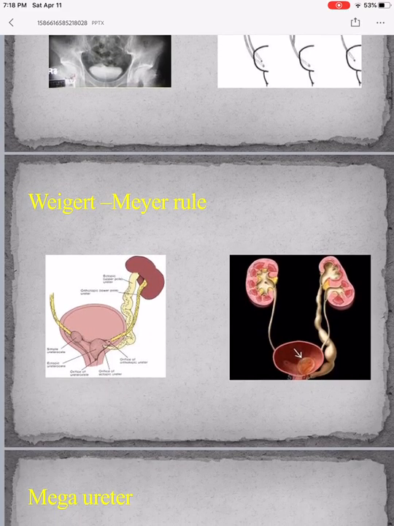For duplication anomaly, we have what is called the Weigert-Meyer rule. Those two scientists discovered that in a duplicated system, complete duplication, when there is a ureterocele, the ureter draining the upper pole usually ends downward and medial to the ureter draining the lower pole. So the ureter draining the upper pole ends downward and medial, and therefore is prone to obstruction or ureterocele formation. While the ureter draining the lower pole ends above and lateral, and is prone to reflux disease.